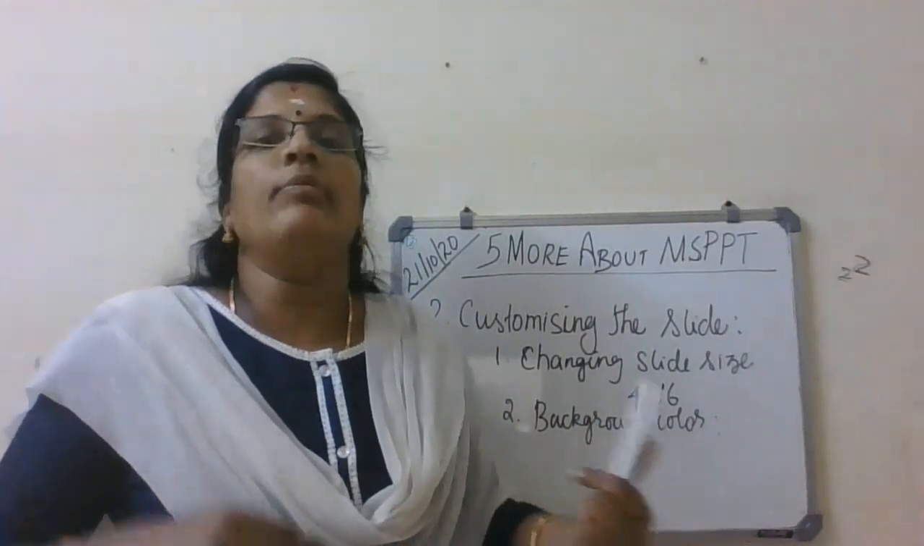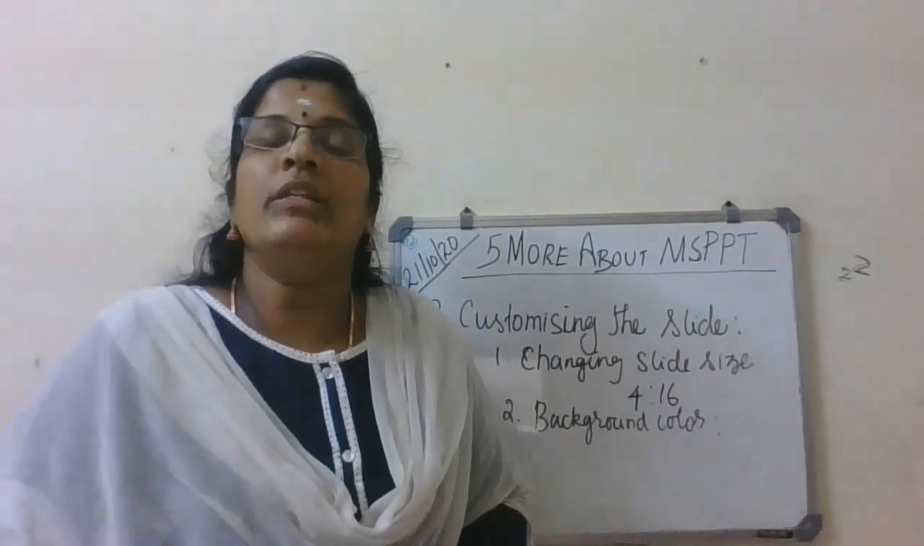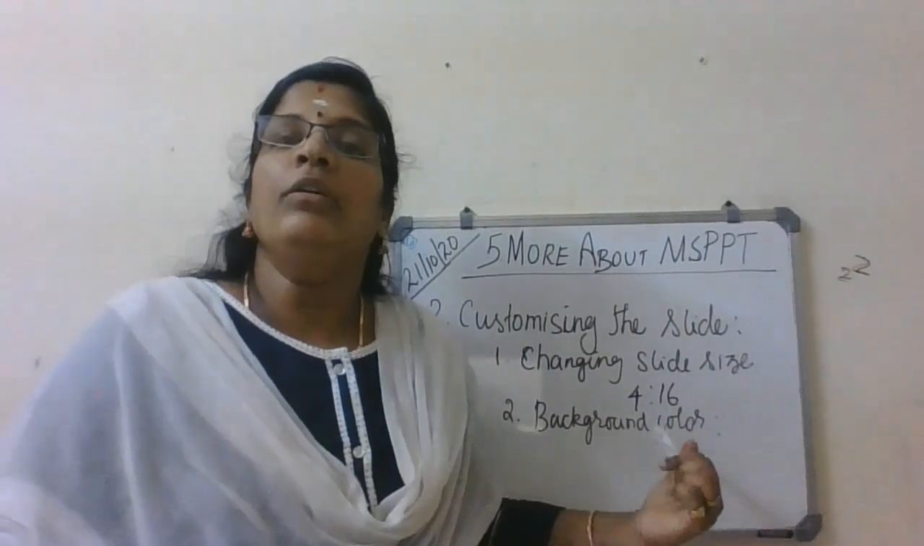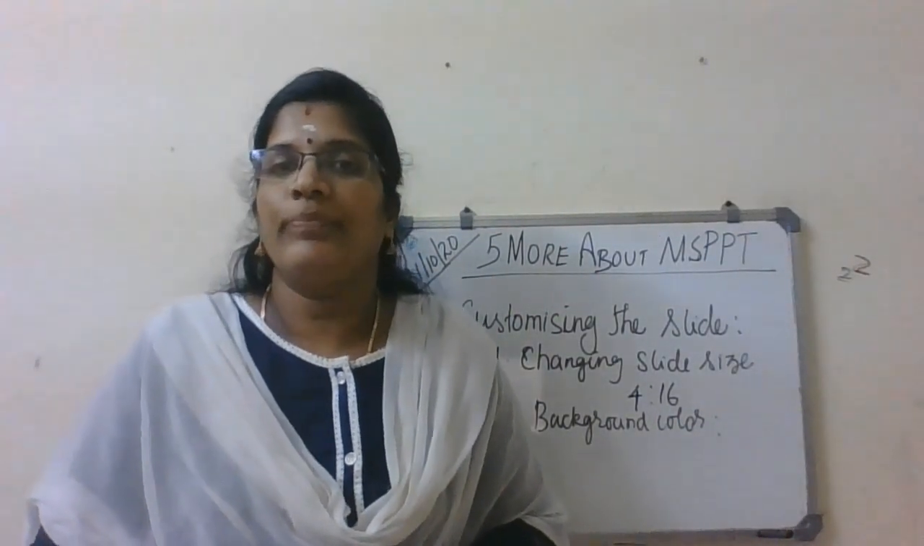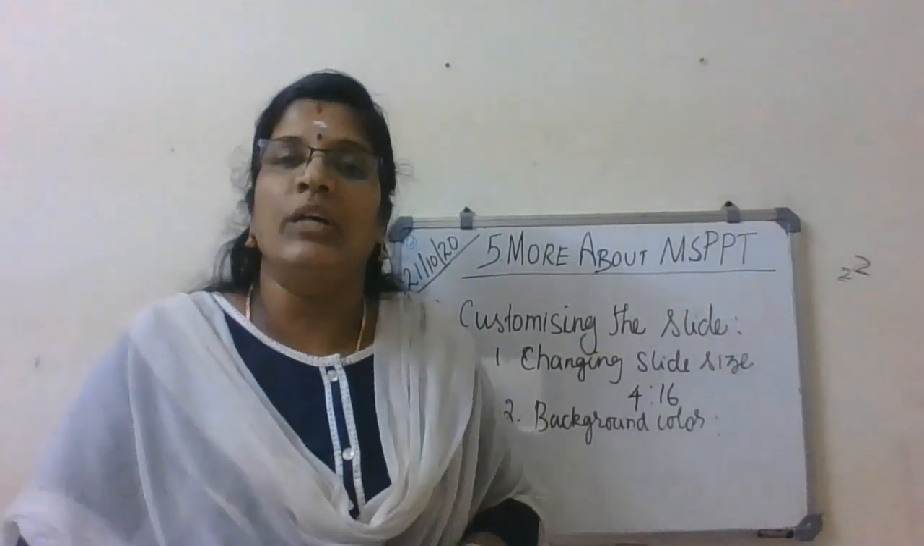For this also you have to go to customize. Everything is under the Design tab. For this also you have to go to the Design tab, Customize group, then the Format Background icon. Clear? Okay. Then you can apply themes to the slides.